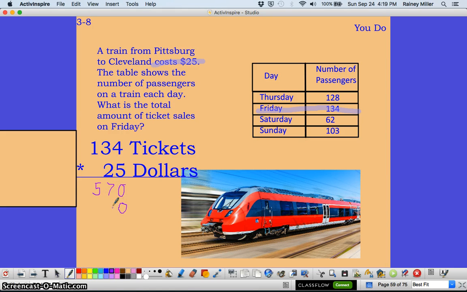And I go 2 times 4, that's going to be 8. 2 times 3, that's going to be 6. 2 times 1 is going to be 2. So then I add those together. So I get my 0. I get 7 and 8, so that's going to be 15. And 5, 6, and 6 is going to be 12. And 2 and 1 is 3. So there were $3,200 or $3,250 in ticket sales on Friday. That's my answer.